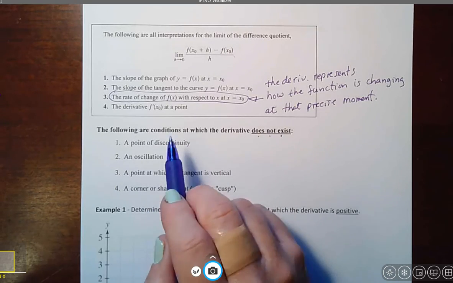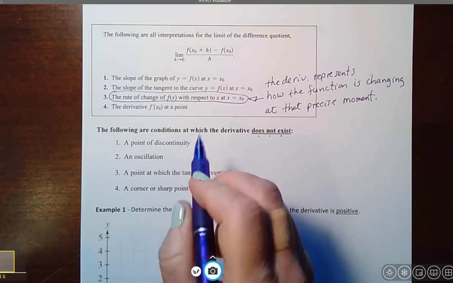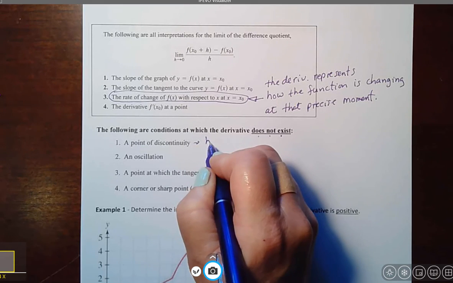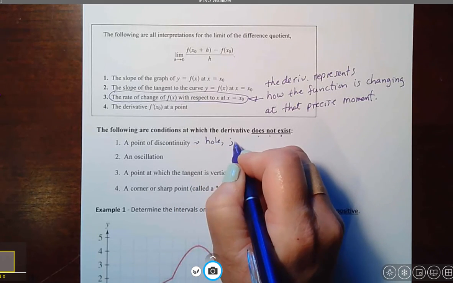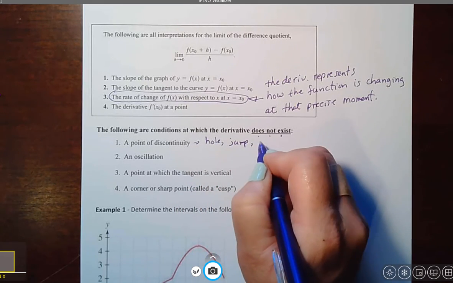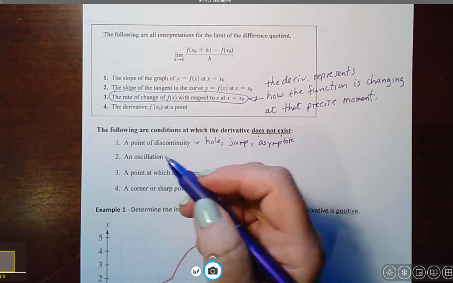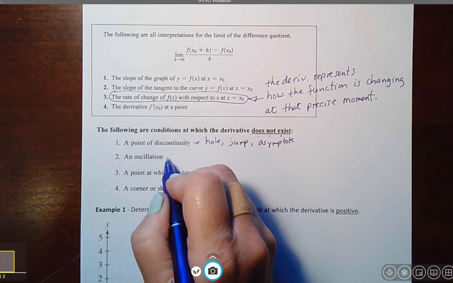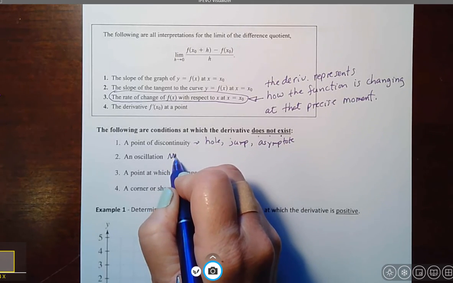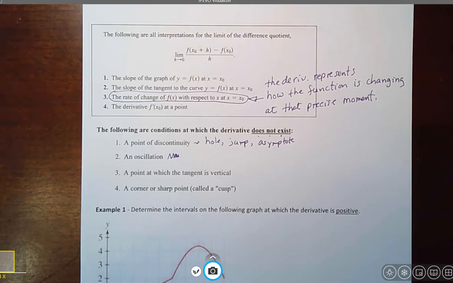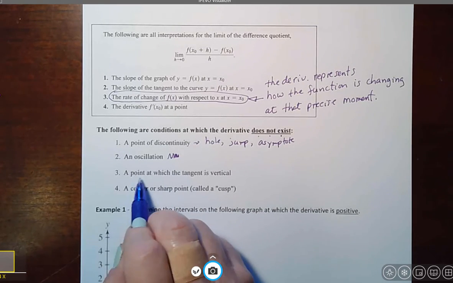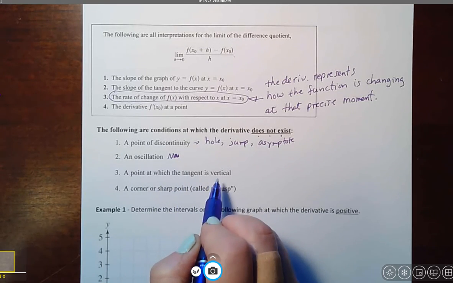So a point of discontinuity would be a hole in the graph, a jump in the graph, an asymptote, etc. An oscillation, that you'll see with a sine or a cosine function. It's where it's just going back and forth, back and forth to infinity and doesn't approach any number. Now, a point at which the tangent is vertical.